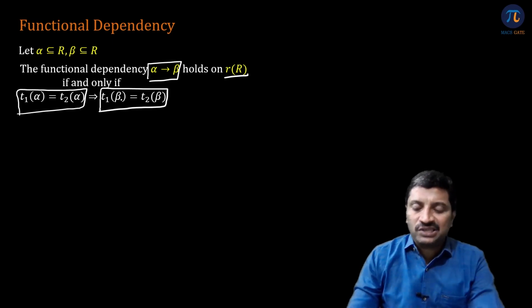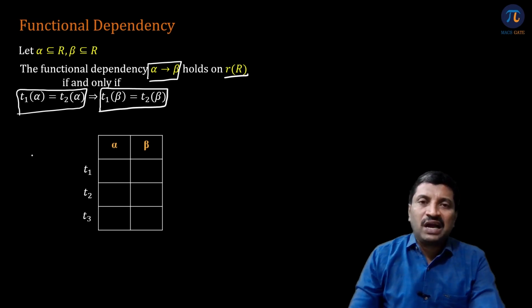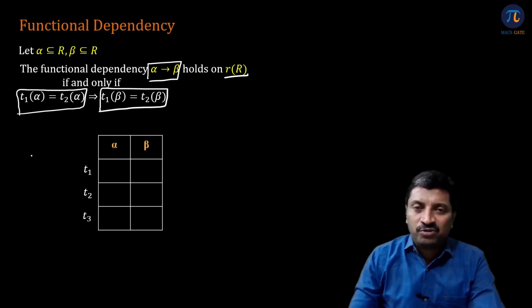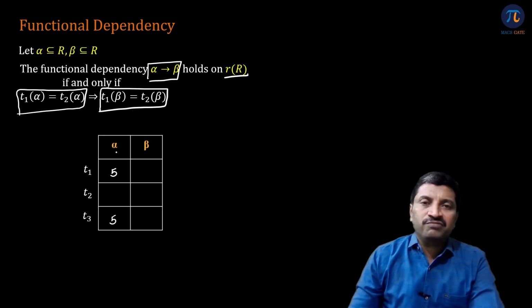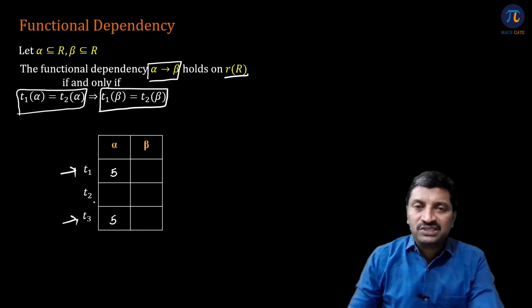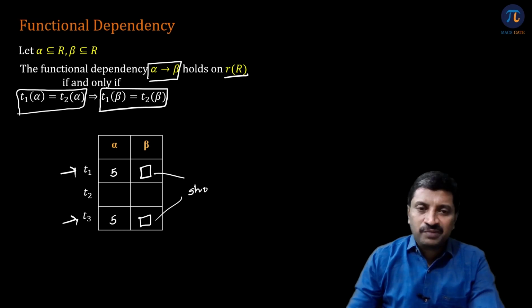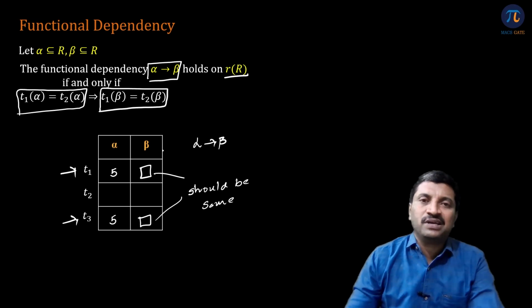Let me explain this condition with an example. Suppose I have a relation in which alpha and beta are attributes and I have only 3 tuples. Assume the value of alpha for T1 is 5. Similarly, the value of alpha for T3 is also 5. So here the tuples T1 and T3 both have the same value for alpha. Then in such a scenario, the corresponding values of beta must be the same. Whenever they are the same, we say the functional dependency alpha implies beta is satisfied by the relation instance.